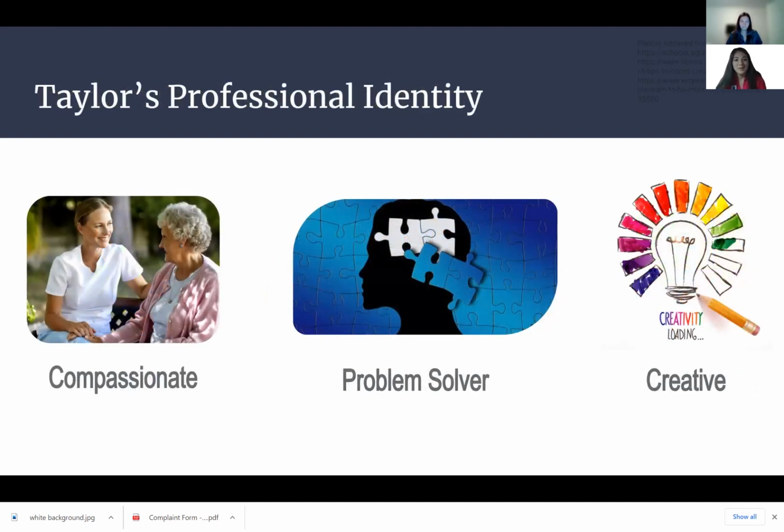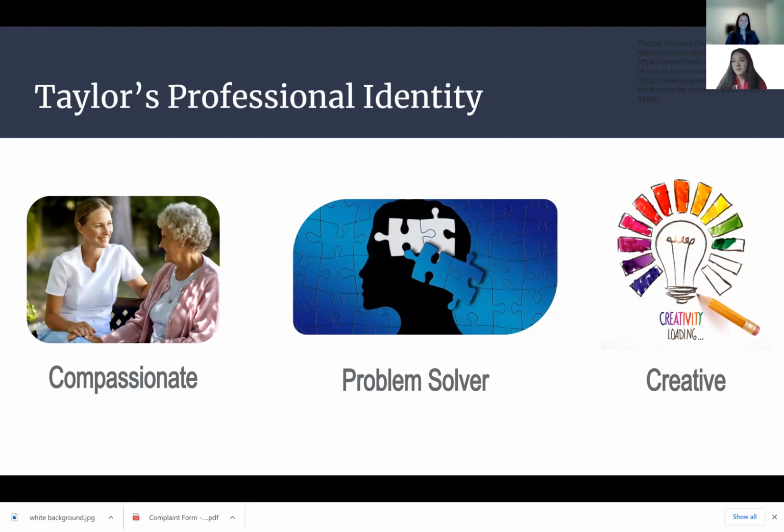Okay, and then these are my professional identities. So I have always been a very compassionate person, and through my fieldwork experience, and even before that, I've realized that I have a very strong passion for the elderly population. So I think that picture just really sums up how I feel, but I'm compassionate towards anybody. Next, I have problem solver, just like Jenna. She said that most OTs are going to be problem solvers. So it only makes sense that we both chose that.